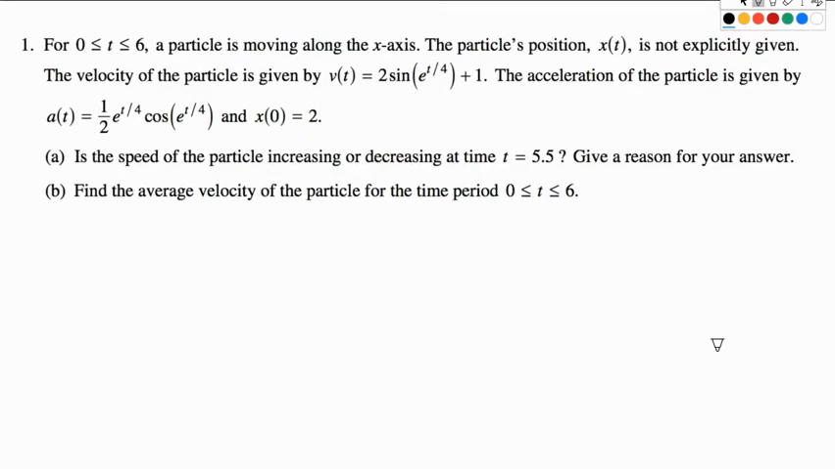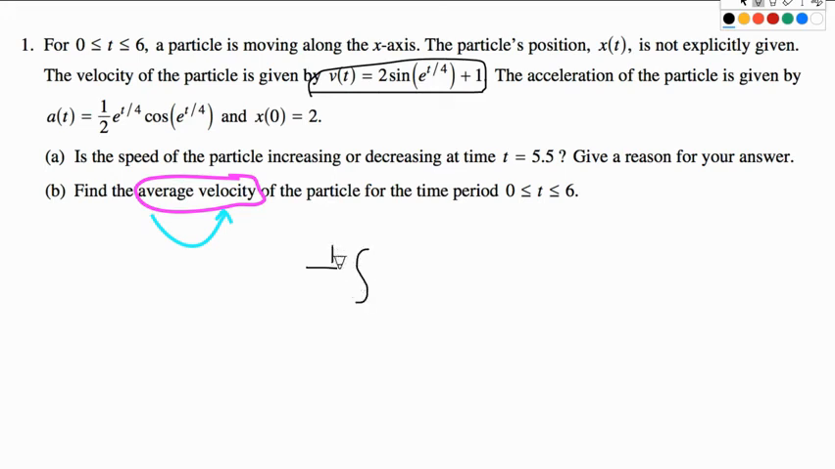So lastly, we have velocity and acceleration in a motion problem, where we're finding the average velocity, where the velocity is defined up here, of a particle from 0 to 6. And again, we do 1 over b minus a times the integral from a to b of the function of which we're averaging, and we're doing average velocity. So our velocity would go in the integrand.